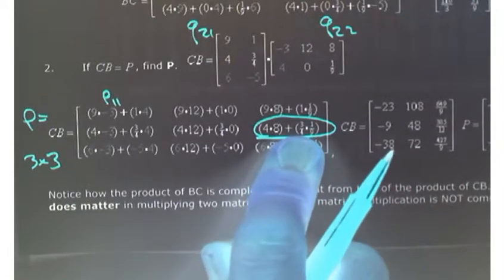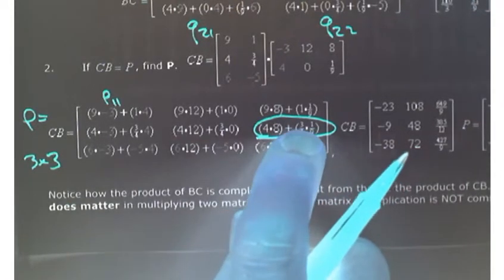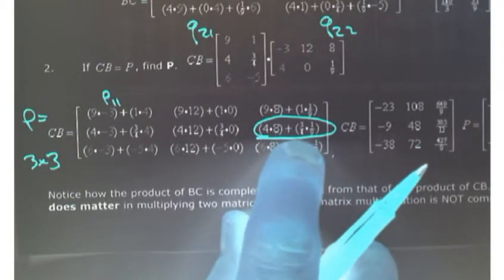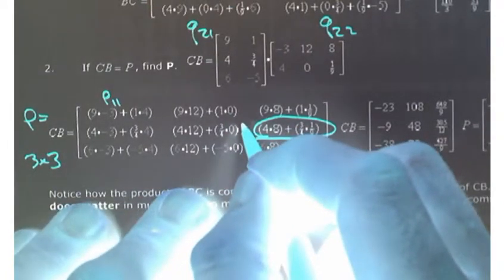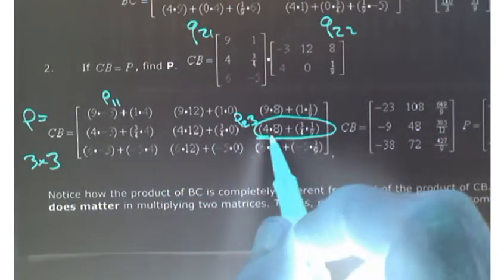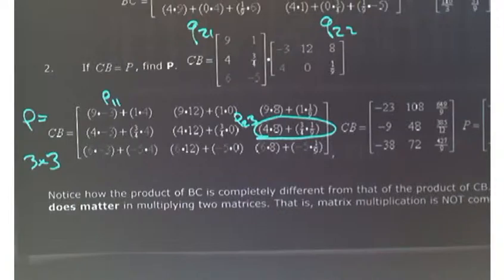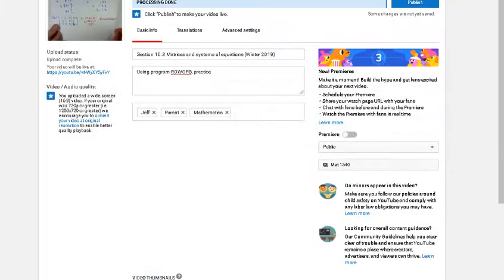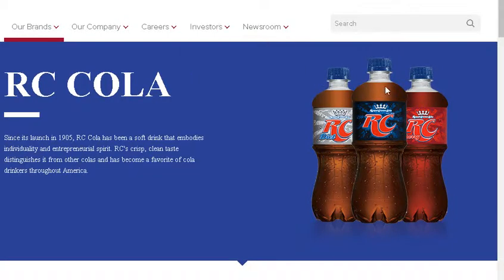What row and column are going to be multiplied together to give me this one? That's going to be P23. Somebody said it. Second row, third column. So it's always row then column. Remember our corporate sponsor, right? Back here, RC Cola, row then column. Yay.